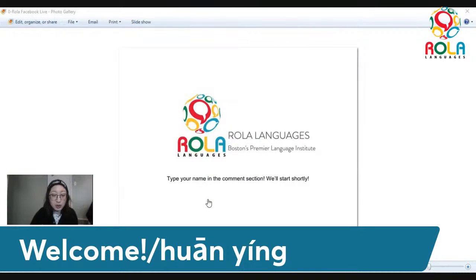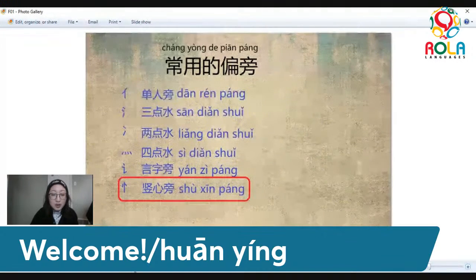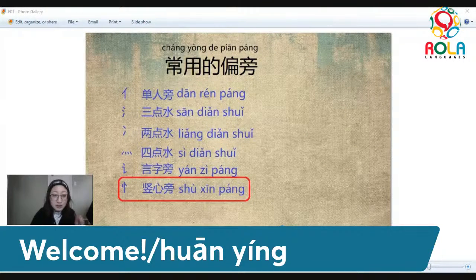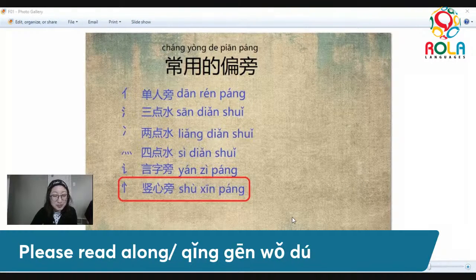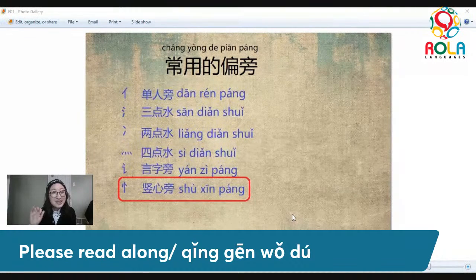Okay. Regardless, let's jump into today's material. So today we'll be talking about the 偏旁, which I highlighted in red, 红色. Okay, so it is called 竖心旁. 竖心旁, if I want to make it literal, it literally means vertical heart radical or vertical heart component. So what does this mean? Let's take a look.